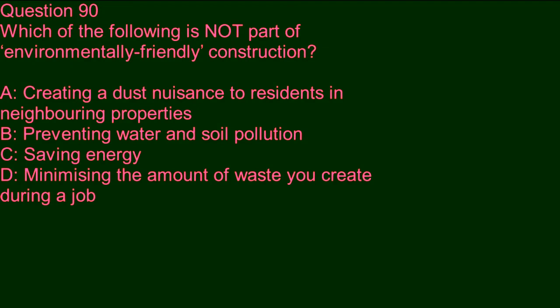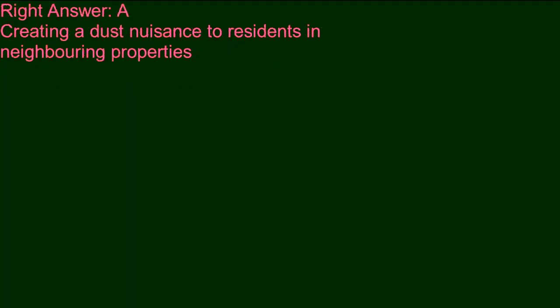Question 90. Which of the following is not part of environmentally friendly construction? A. Creating a dust nuisance to residents in neighboring properties. B. Preventing water and soil pollution. C. Saving energy. D. Minimizing the amount of waste you create during a job. Right answer, A. Creating a dust nuisance to residents in neighboring properties.